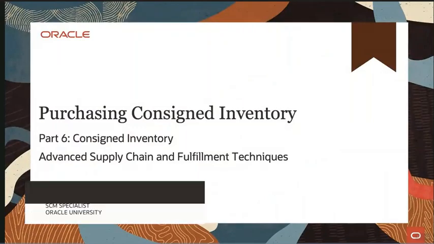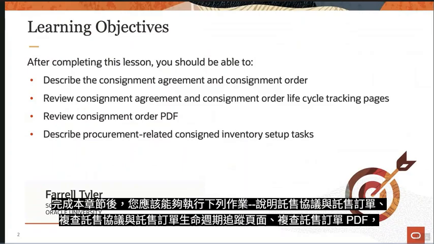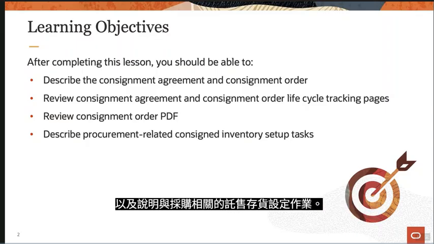Purchasing consigned inventory. The objectives for this topic are as follows. After completing this lesson, you should be able to do the following. Describe the consignment agreement and consignment order. Review consignment agreement and consignment order lifecycle tracking pages. Review consignment order PDF, and describe procurement-related consigned inventory setup task.